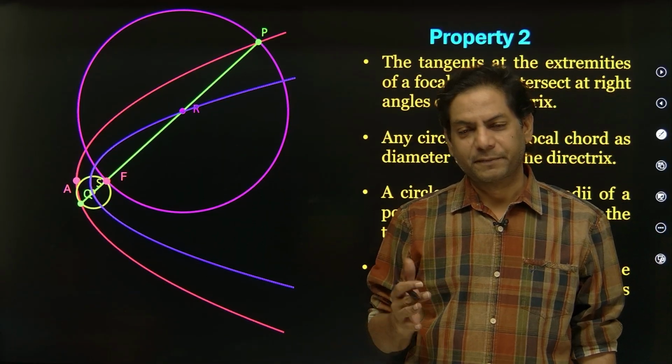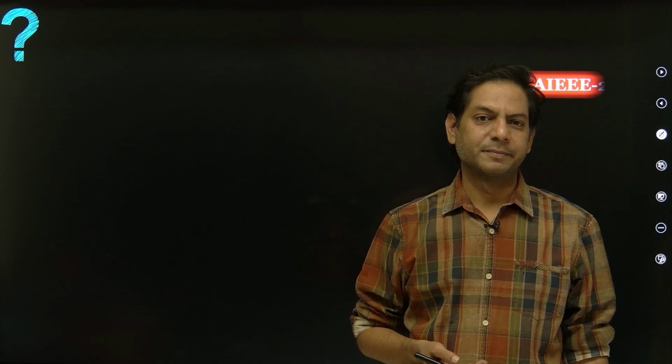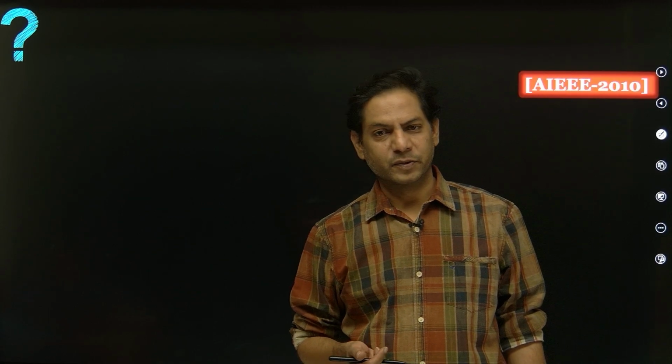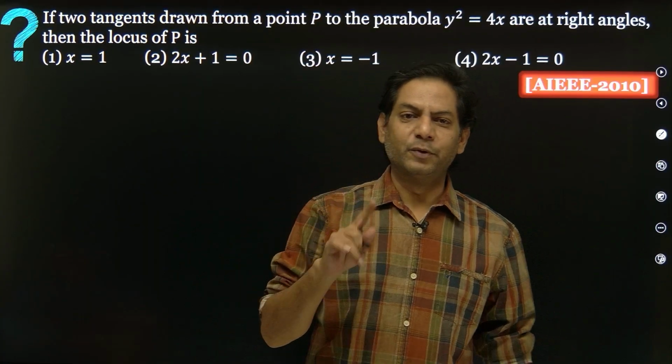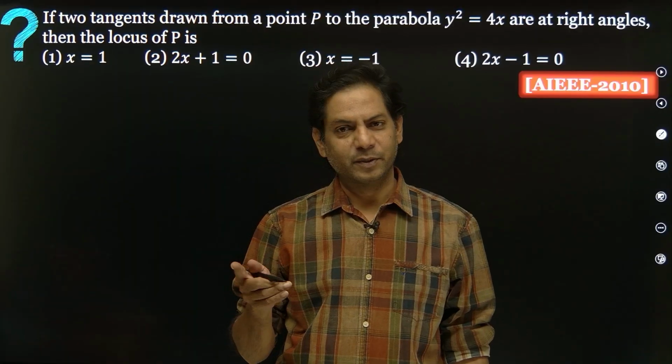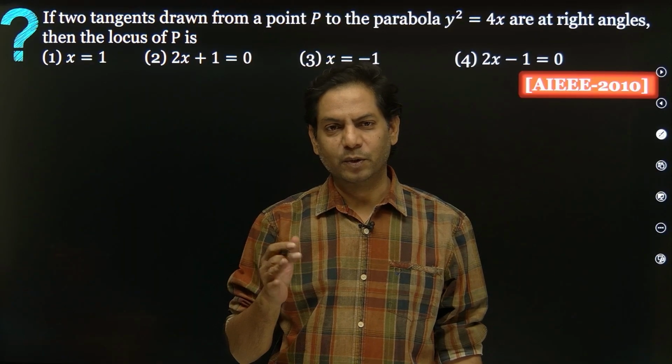Now let's see what type of questions can be answered using this. First is from JEE 2010, a very old question, around 15 years back. The questions were very straightforward. If two tangents drawn from the point P to the parabola y square is equal to 4x are at right angles, then the locus of point P.